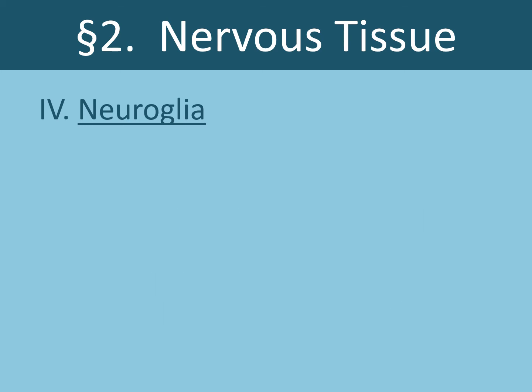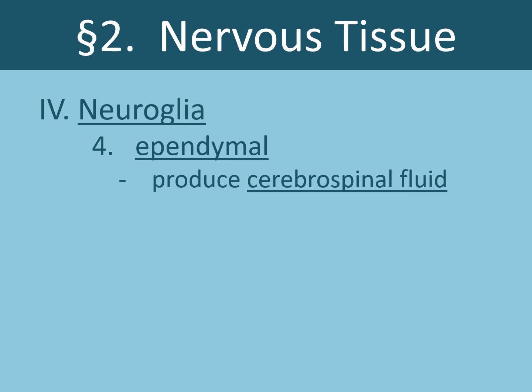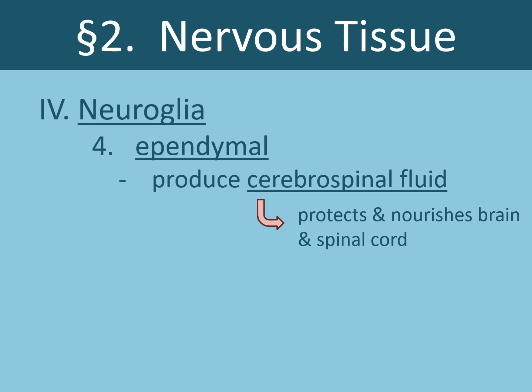And finally, we have ependymal cells. These are cells that produce a special fluid called the cerebrospinal fluid. This fluid helps protect and nourish our brain and spinal cord. Ependymal cells are found exclusively in the central nervous system.